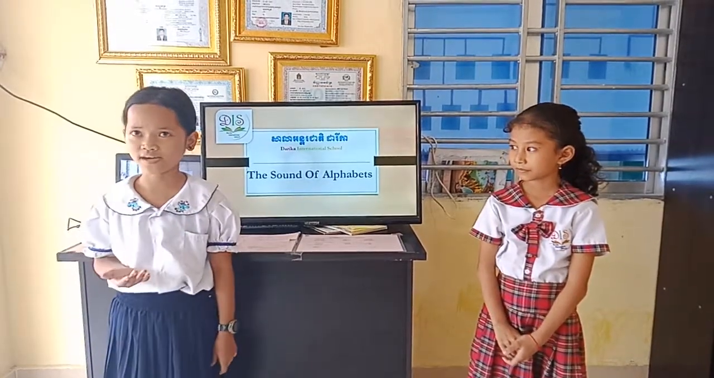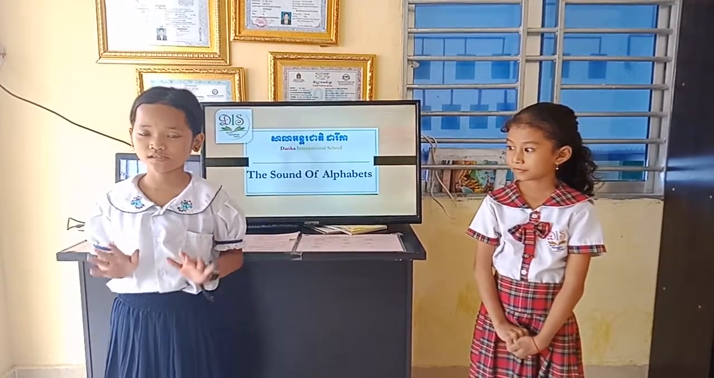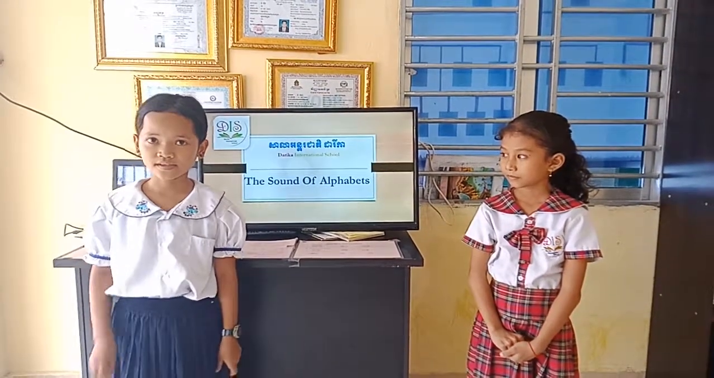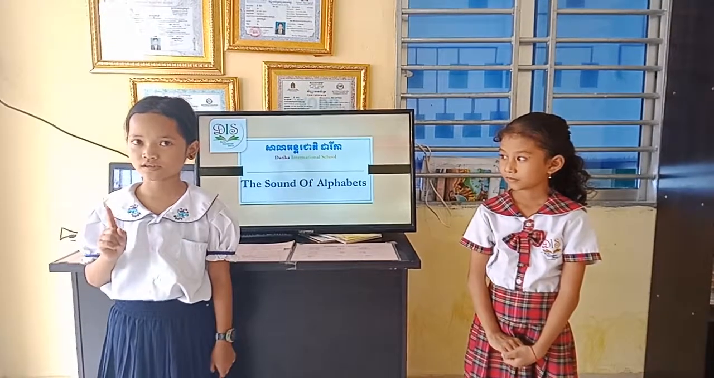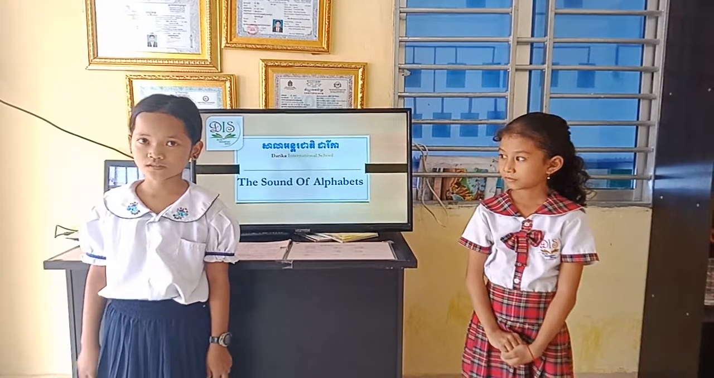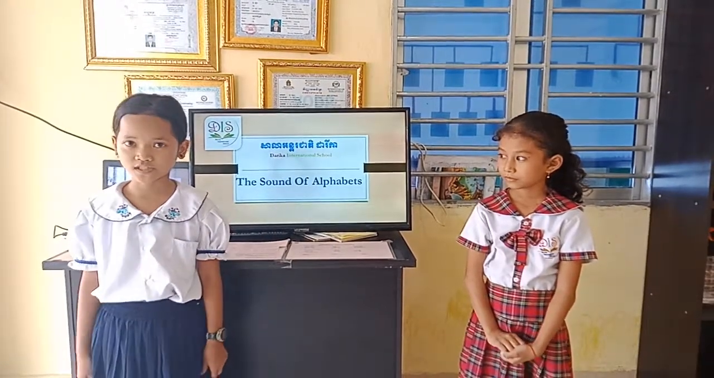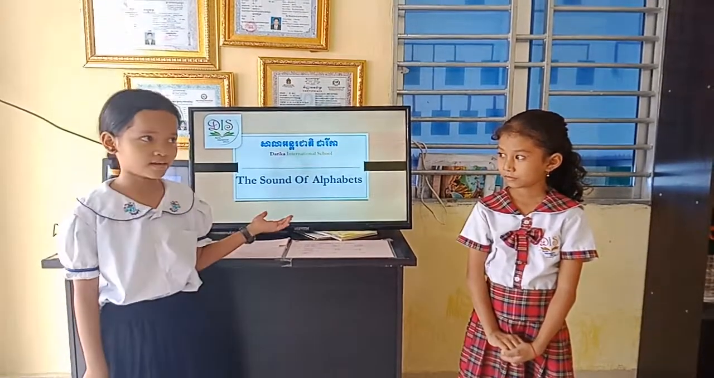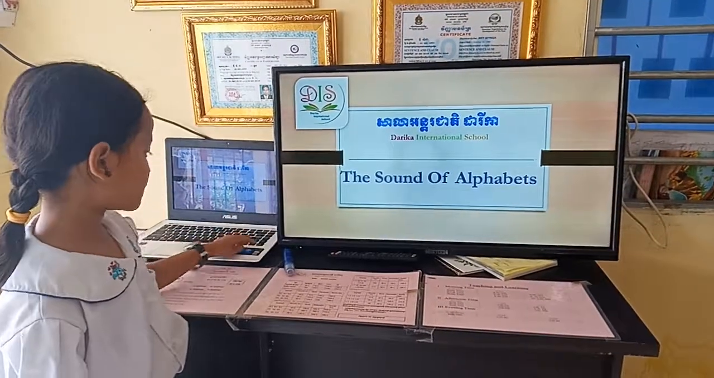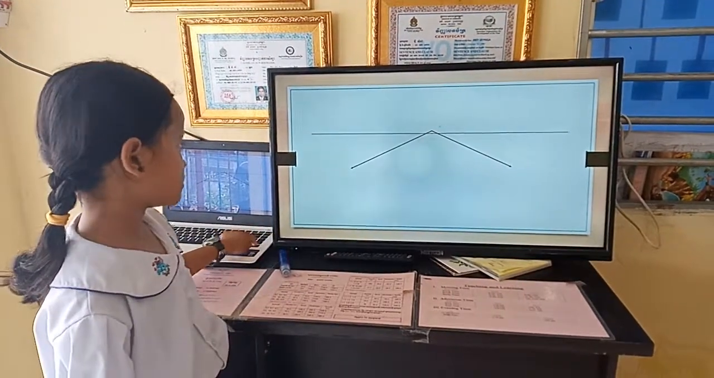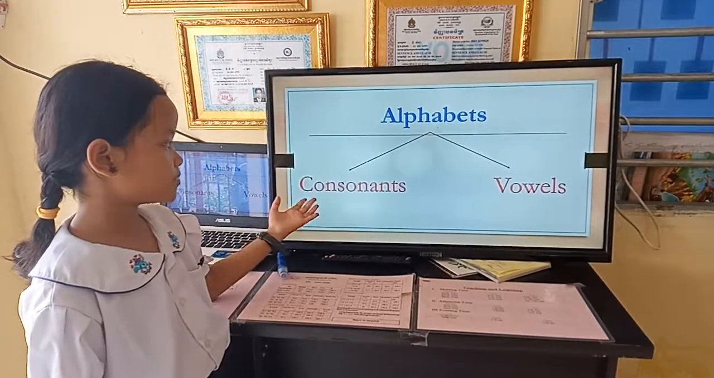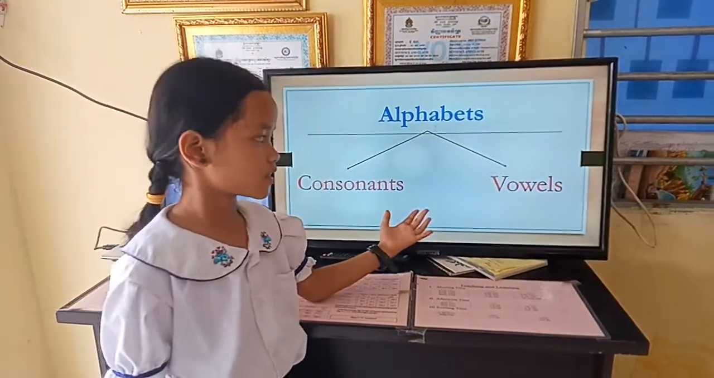As you know, the alphabet has 26 letters and it divides into two sounds. One is consonant sounds and two is vowel sounds. So right now we go to our topic. Look at the letters on the TV. We'll talk about the sounds of the alphabet. And this is the alphabet. It divides into consonant sounds and vowel sounds.